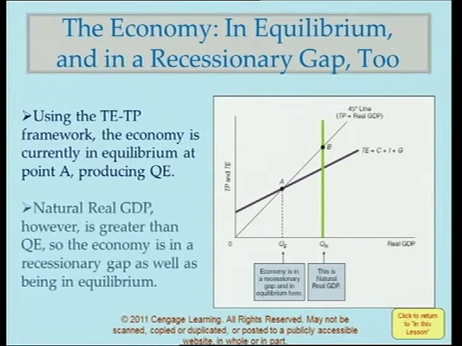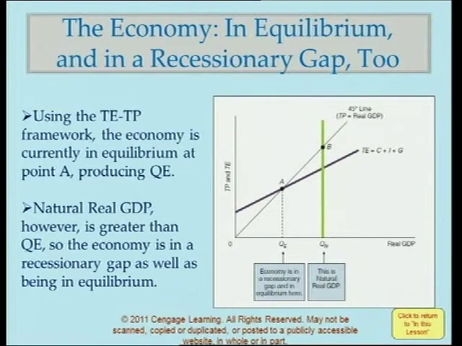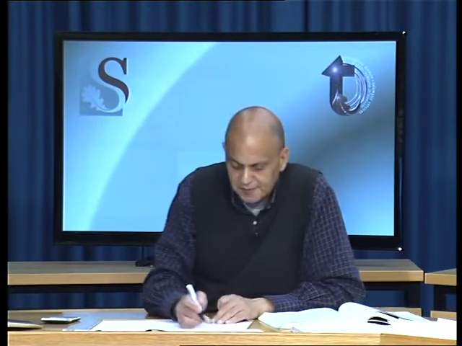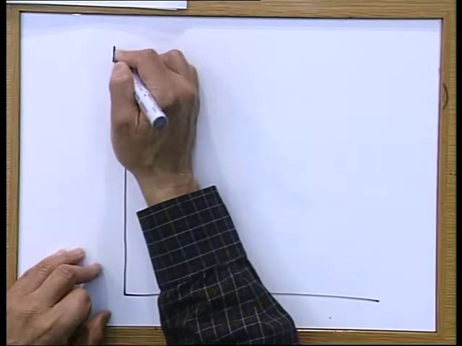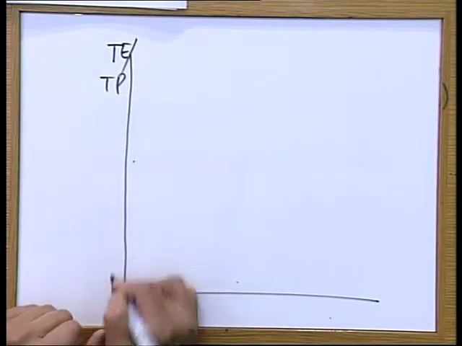And then just lastly, in terms of this diagram, in terms of the TE-TP framework, because I will ask you normally in the exam, when you do the calculations of Keynes, you will have to illustrate the Keynesian model in this framework. So you need to be able to draw this diagram. So let's illustrate the Keynesian model in the TE-TP framework. So remember to label your axis.